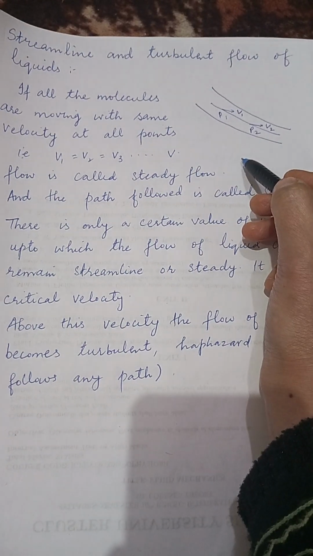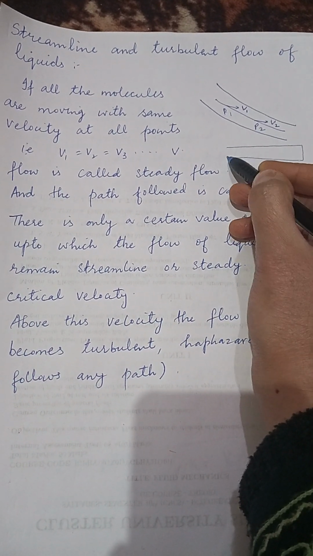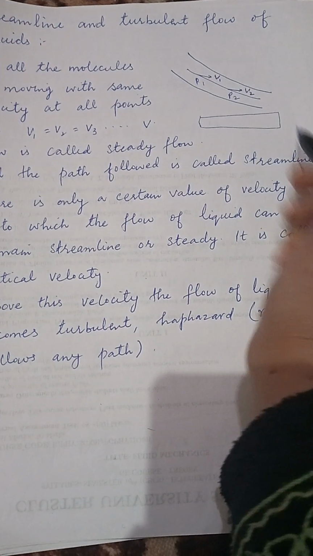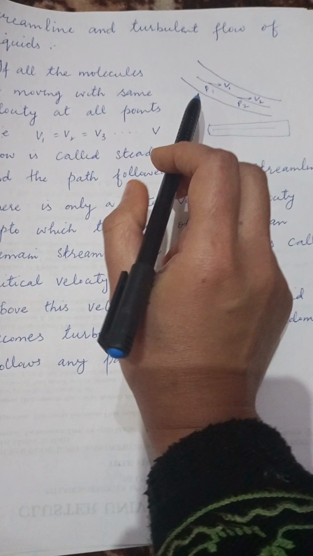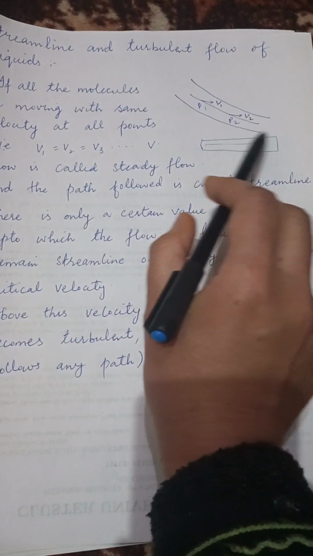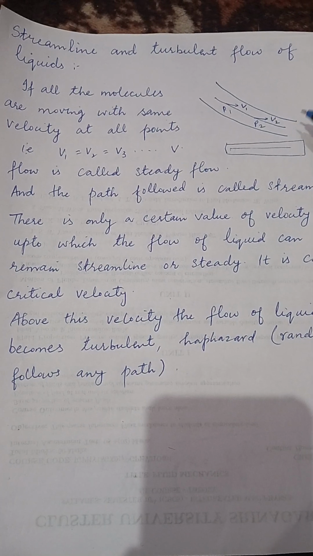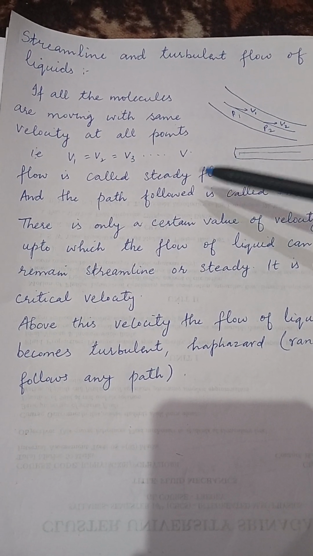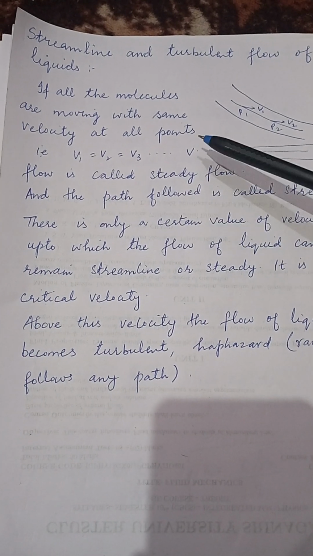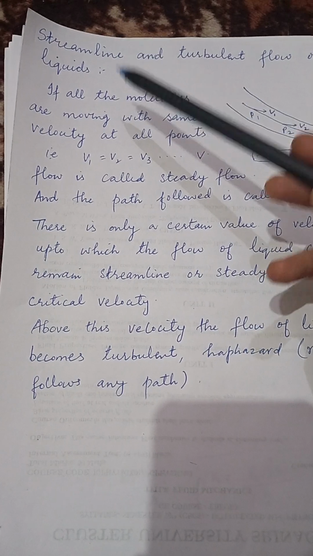Now, if the pipe or the tube through which this fluid is moving is straight, then the shape of this streamline will be straight. If it is curved like this, then the shape of this streamline will also be curved. But the only condition is that velocities at different points of flow should be the same. All V1, V2, V3, Vn should be equal to some V. So that flow of liquid will be called a streamline flow of liquid or a steady flow of a liquid.